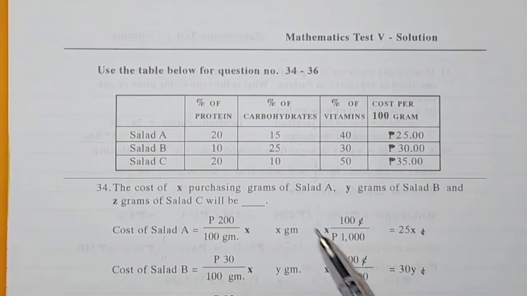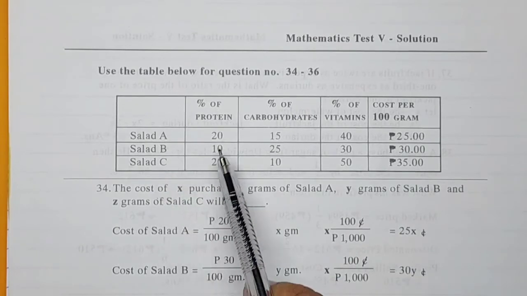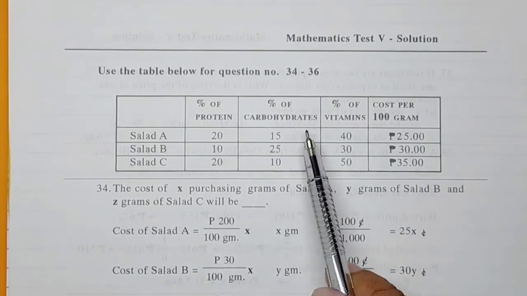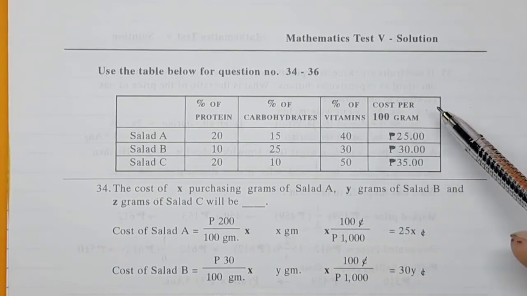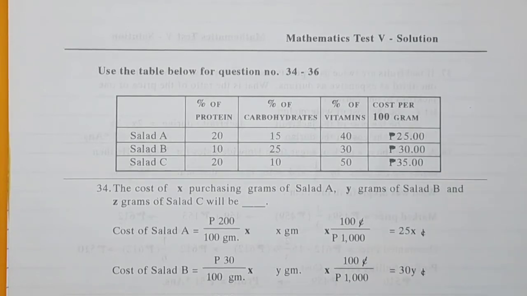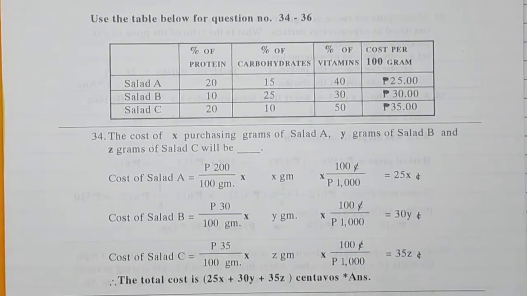So again, we have here a table: Salad A, Salad B, Salad C. Here are the percentages of protein, carbohydrates, percentage of vitamins, and cost per 100 grams. Use this table to solve for this.